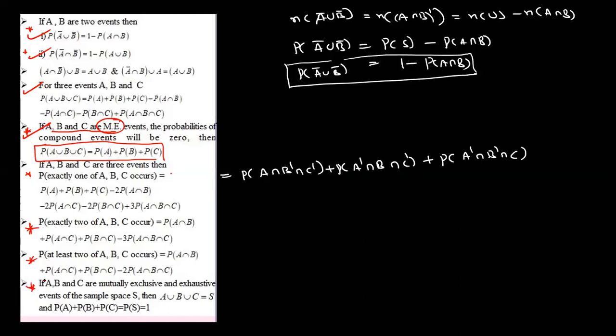Now see the last one. See everyone. Mutually exclusive and exhaustive means what here? The union of all these events is the sample space, but the intersection is empty. Get ready, we'll discuss some questions. Ready.